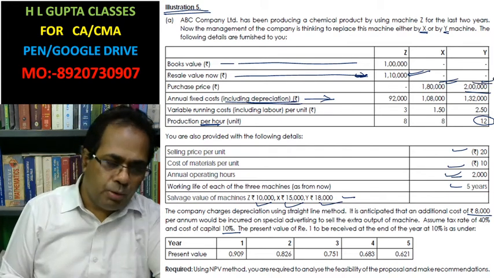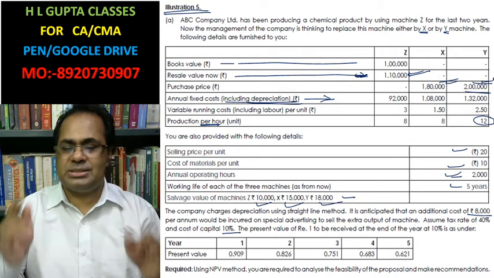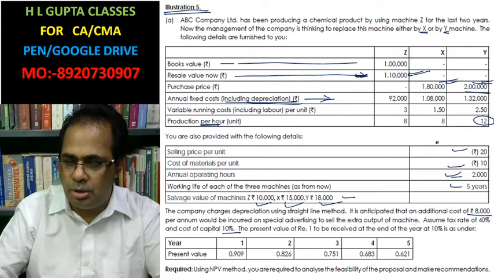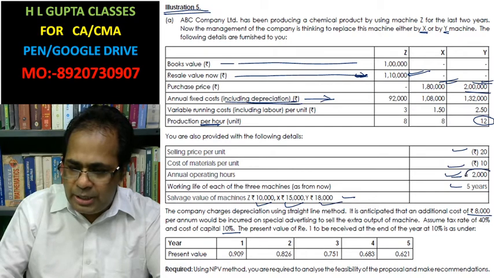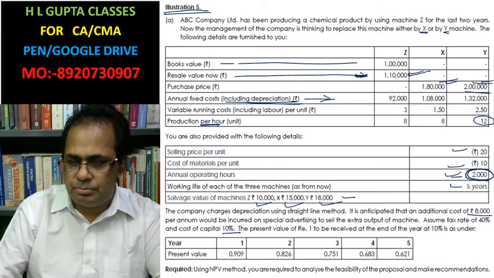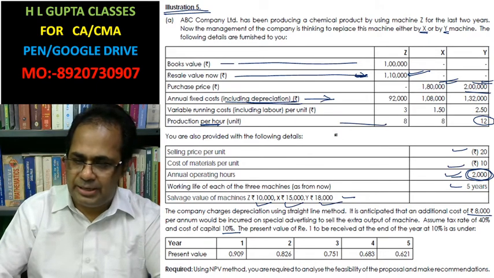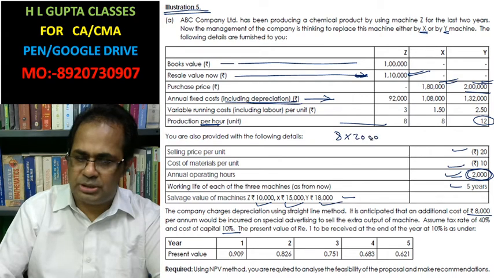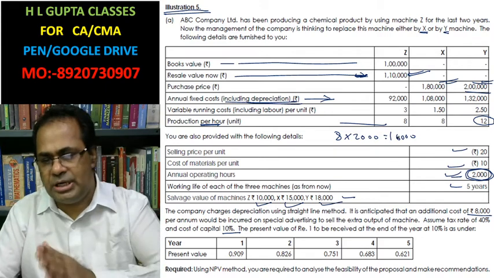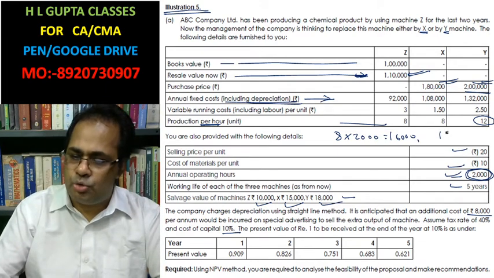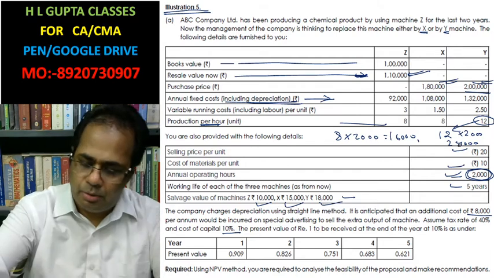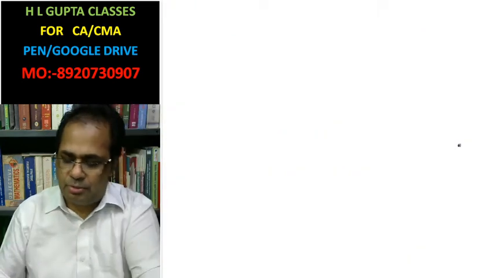Now we can calculate production units. Look at it: running hours are 2,000 hours, and units produced per hour are 8. So 8 into 2,000 equals 16,000 production units by machine Z and machine X. Similarly, 12 units are produced in Y, so 12 into 2,000 equals 24,000. Okay, now write working note 3, calculation of production units.